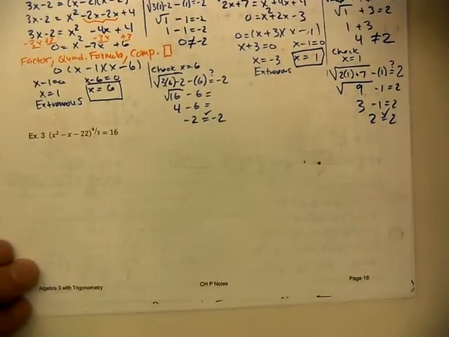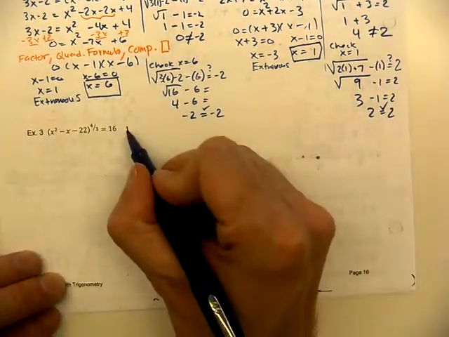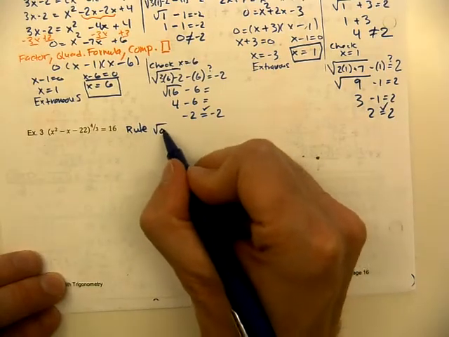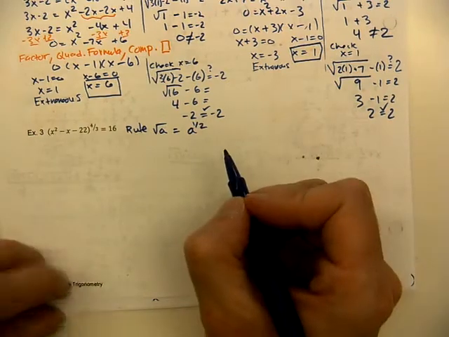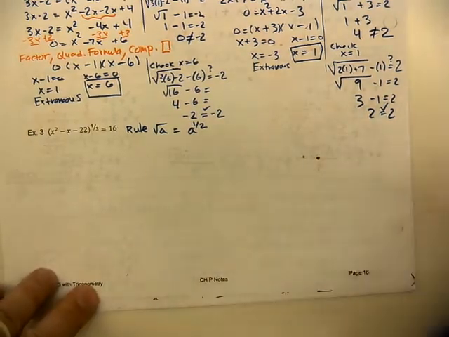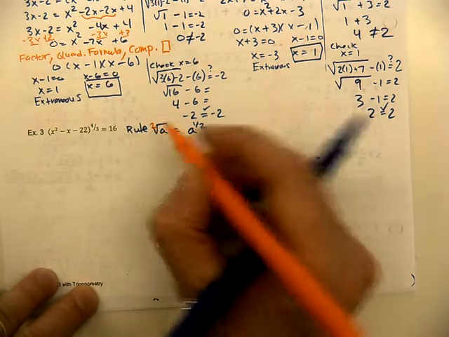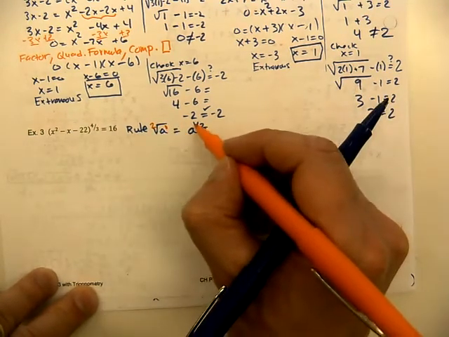Now with example 3, it looks strange because we don't have a radical at all. And what we have to remember is this rule that when you have the square root of a, you can turn that into an exponent of 1/2, right? So what we're talking about here is the index. In this case, it's a 2 because it's a square root. That becomes the denominator, and the power is the numerator.